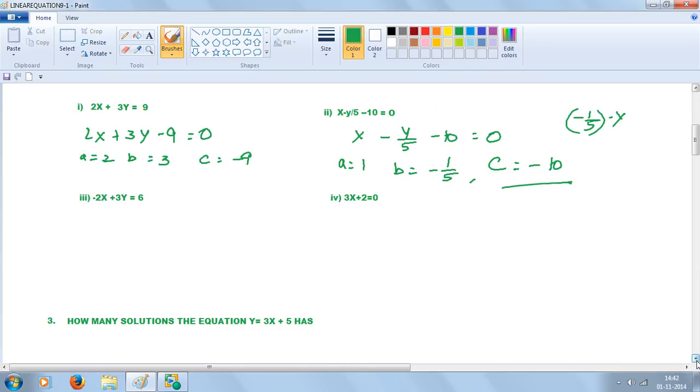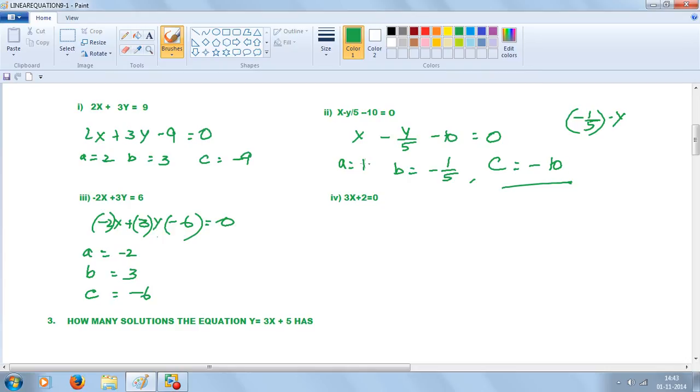So the next problem we'll try. We can do this problem in two different ways. We first bring the equation to the form ax plus by plus c. We can write this as minus 2x plus 3y, and if we subtract 6 on both sides, minus 6 is equal to 0. So it is of the form ax plus by plus c. In this case, a is equal to minus 2, b is equal to 3, c is equal to minus 6. We should not forget to put the sign.